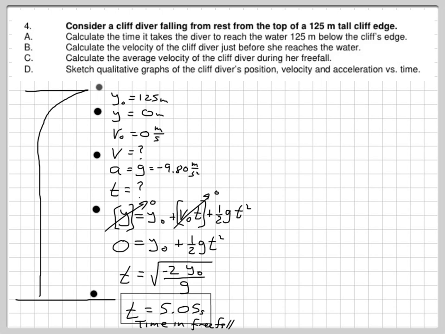Alright, now part B. That one's asking for the velocity of the cliff diver just before she reaches the water. So the velocity part, I know it's downward. I'll put a negative sign in front of how fast she's going. But to figure out the actual speed, I'm going to use the kinematics equation V equals V naught plus GT, because that's the one that has the final speed, the final velocity, and the time that I now know. So that's the concept. Apply that one.